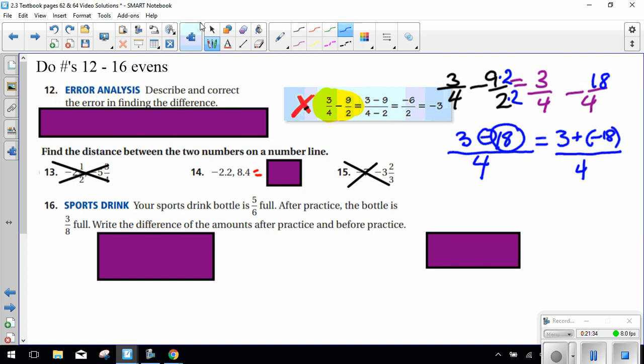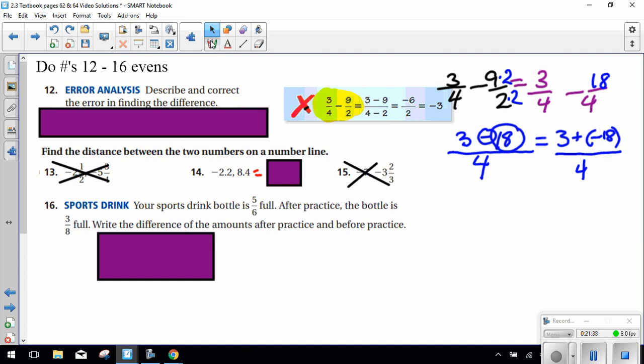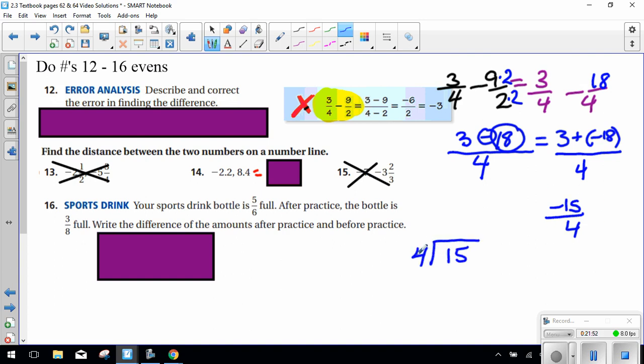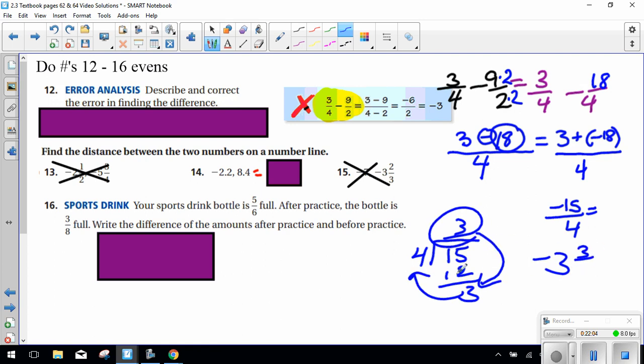So what is 3 plus negative 18? So since the signs are different, you're going to subtract and get negative 15 over 4. And we're going to rewrite that as a mixed number, so we divide. 4 goes into 15 3 times, 3 left over. So this equals negative 3 with 3 left over out of 4. Okay, so that's the correct solution.